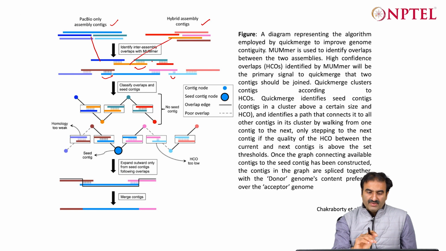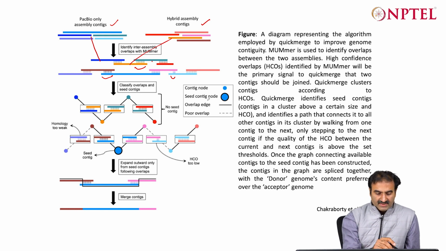And then based on the high confidence overlap which it has found, it will use those. That tells us that those are the contigs from either the long or short read assembly that must be connected together. Those contigs are now connected together and form the seed. So basically it forms the seed contig from those.